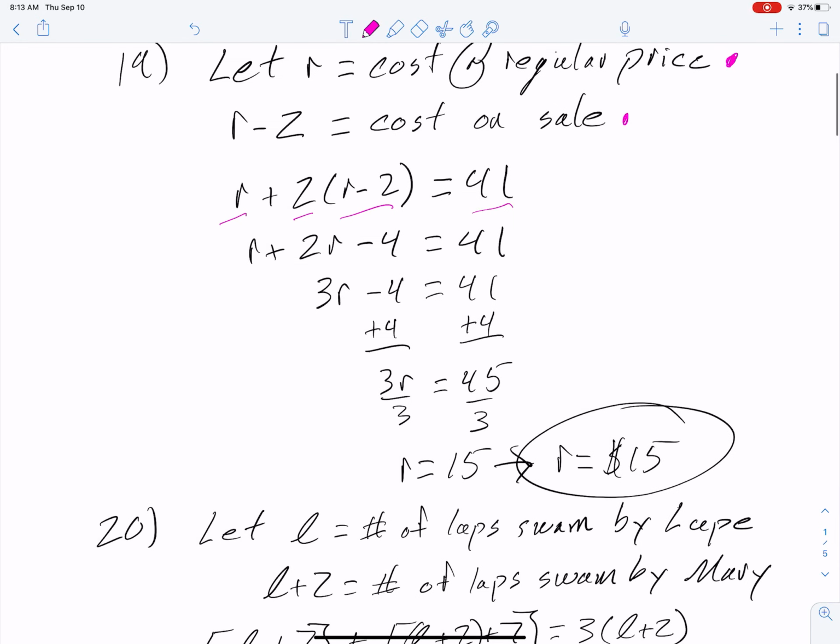From there, I can begin solving my equation. I distribute 2 to R into negative 2. I can combine my 2 like terms, 2R and R. I'm able to add 4 to both sides. And then to finish the problem, I divide by 3. So I find out that R is 15. Now, I took the time to write a separate line where I included my symbol for dollars. If you put that value right here, that'd be fine. There's no reason to rewrite it.